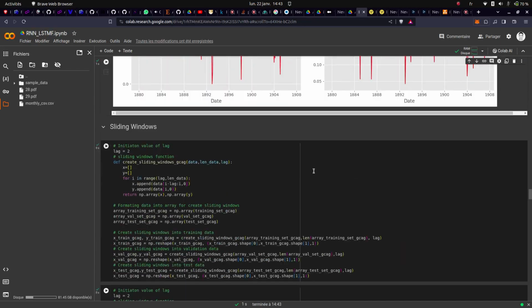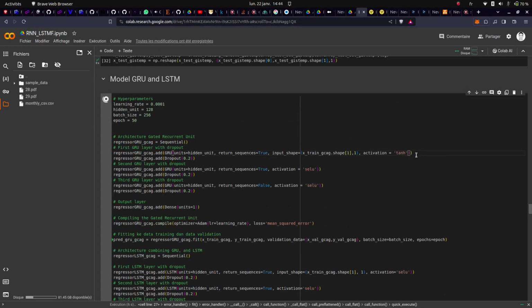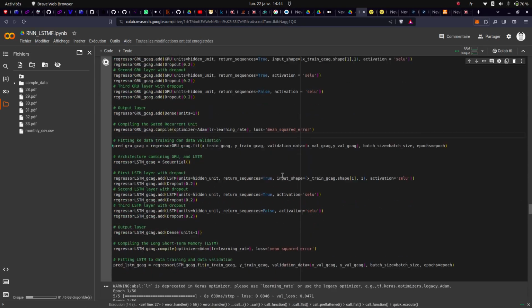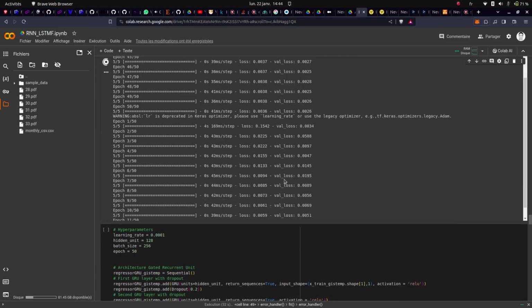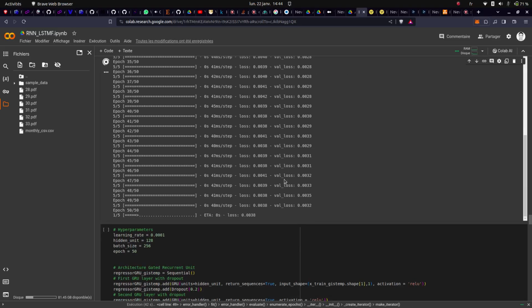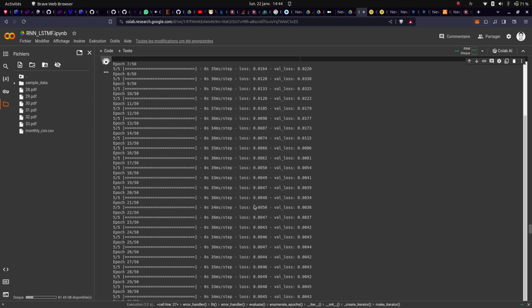Now, let's delve into Step 3, constructing LSTM and GRU models. These models will help us uncover patterns and insights from the temperature time series data. In Step 4, we train and evaluate our models. The LSTM and GRU models learn from the historical data, and we monitor their performance during training.